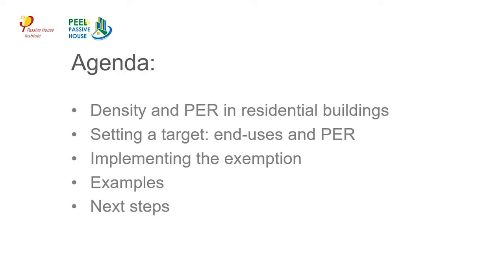So basically what we're going to show you is how density relates to the primary energy demand in residential buildings and how we developed a methodology to set a target that takes into account the different end uses in the buildings and then how this translates into a primary energy demand. Afterwards, we'll show you how this exemption is being implemented, and Melissa will show you this through several examples of projects that are currently undergoing certification. And then finally, we'll tell you a bit about the next steps that will happen with this tool.